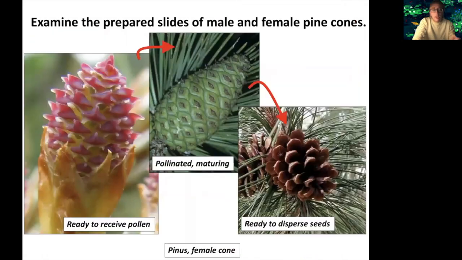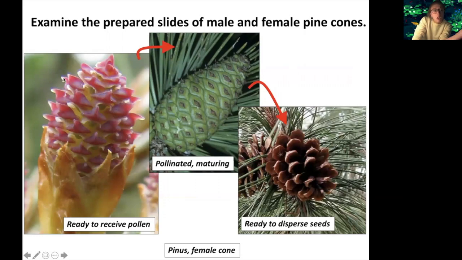Okay. Yeah, so over here, this is where pollination will occur. So this is ready to receive pollen. It's secreting a pollination drop. Once it's pollinated, while we wait for the pollen tube to grow all the way down to finally fertilize the egg, it will grow into something like this. So it's kind of fleshy.